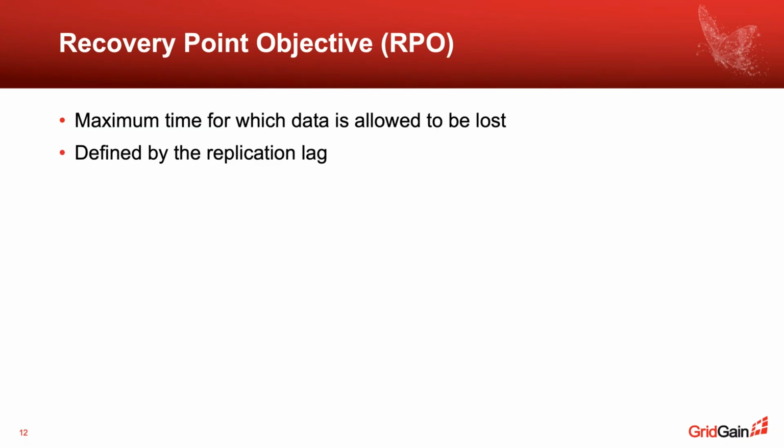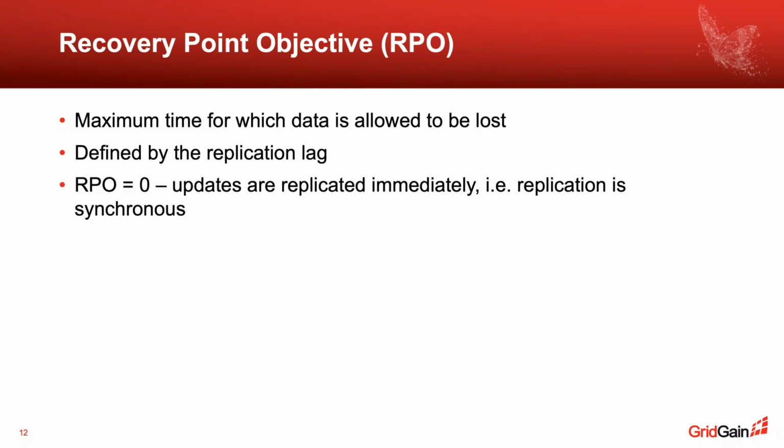And RPO normally would be defined by the replication lag. You remember we will be replicating the data from one data center to another, and the lag for which the data needs to be transferred from one data center to another will define our RPO. And what is an RPO of 0? RPO of 0 means no replication lag, means synchronous writes to both data centers from the application.